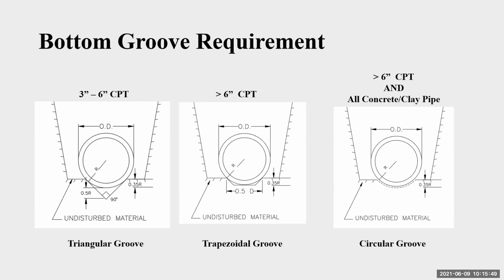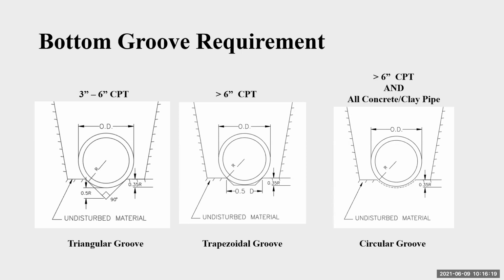As you put pipe in the ground, there are some requirements that you want to have some sort of groove that the pipe will fit in, in fully undisturbed dirt. So when you dig a trench, you want to have the undisturbed dirt on the bottom, but you want to put a groove that the pipe can sit in. These 3 options here can be the 90-degree triangular groove, the fully trapezoidal groove, and the circular groove. But basically, depending on the size of the pipe, you'll choose one or the other.